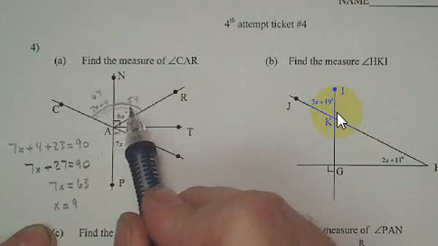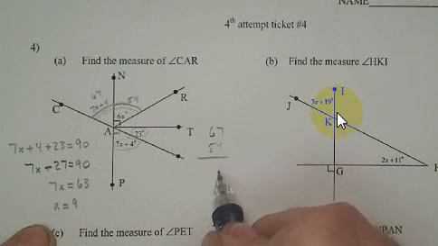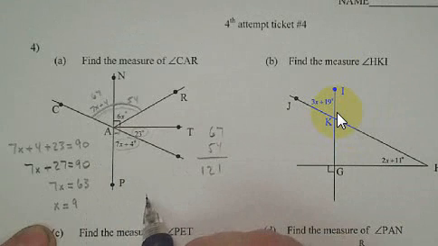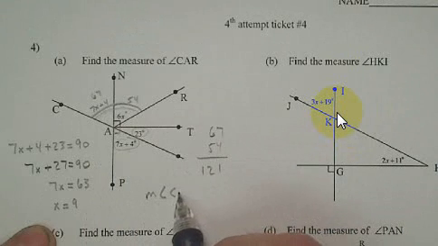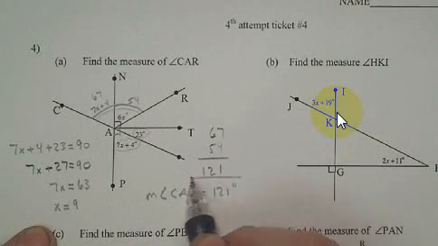7 times 9 is 63, and 63 plus 4 is 67. So now I have these two angles, and we're just going to add them together. 67 plus the 54 gives you 121. So the measure of angle CAR, C-A-R, is 121 degrees.